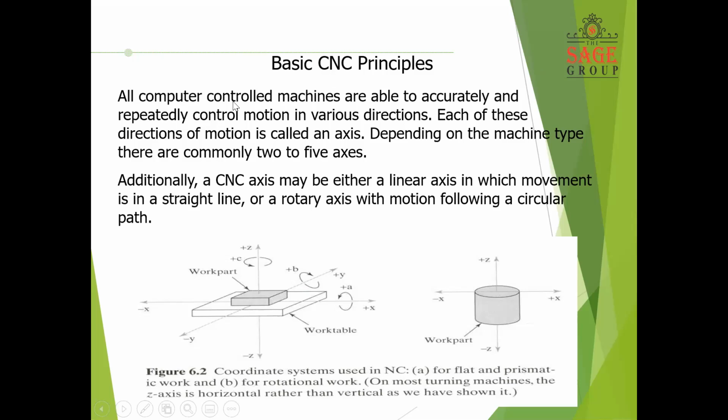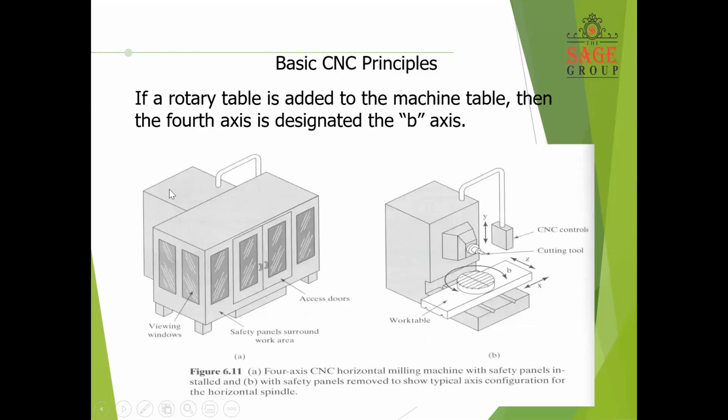Sorry, the basic CNC principle: a computer controlled machine is able to accurately and repeatedly control motion in various directions. Each of these directions of motion is called an axis, covering anywhere from 2 to 5 axes. Additionally, a CNC axis may be either a linear axis in which movement is in a straight line, or a rotary axis with a motion following a circular path. Okay, you can follow this path.